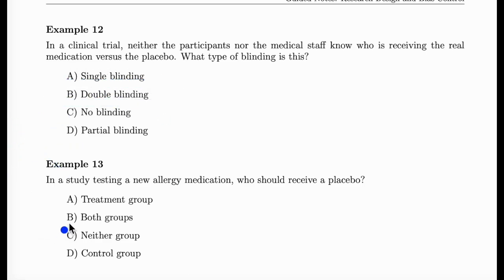All right, let's look at example 13. In a study testing a new allergy medicine, who should receive a placebo? So the control group should be the one that received the placebo because we don't want anything to change for that group. We want to use that group as a comparison group. The only group that should be receiving the actual medication is the treatment group. So the placebo should be going to the control group, option D.